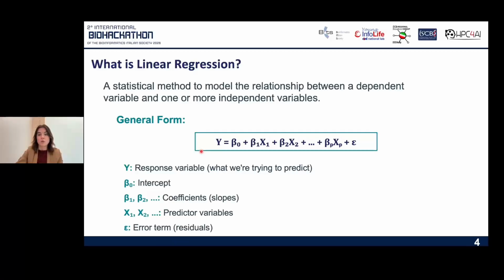So in our scenario where we want to predict gene regulatory networks, our response variable y will be maybe the expression of a target gene A, and our predictor variables might be represented by transcription factors or upstream genes that are putative regulators of that gene A.